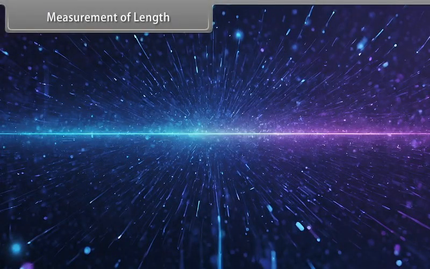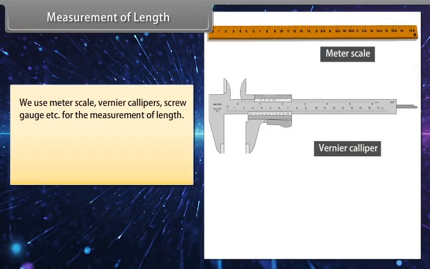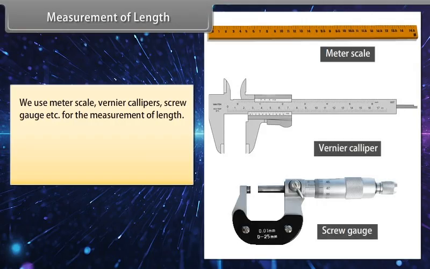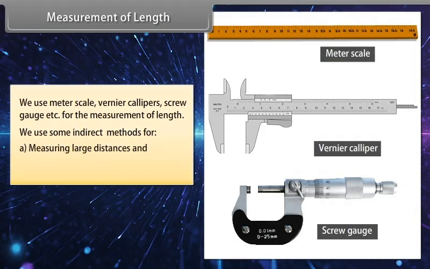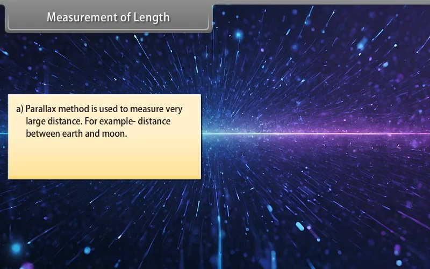Measurement of length. As you know, we use meter scale, vernier calipers, screw gauge, etc. for the measurement of length. We use some indirect methods for A. Measuring large distances and B. Measuring very small distances. A. Parallax method is used to measure very large distances. For example, the distance between Earth and Moon.